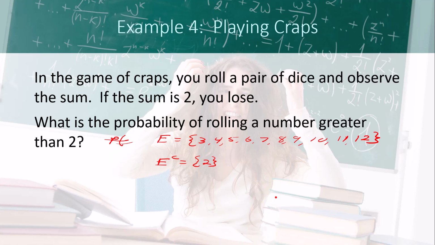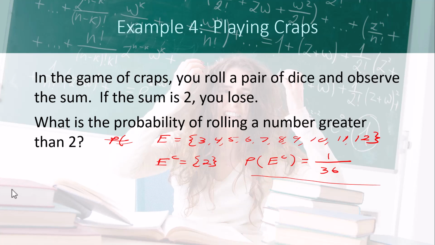What is the probability of rolling a 2? Well, it turns out that from our previous section, we know that there are 36 total outcomes when you roll 2 dice, and there's only one way to roll a 2, right? The first die has to be a 1, the second die has to be a 1. So if that's the case, this is very easy to compute.